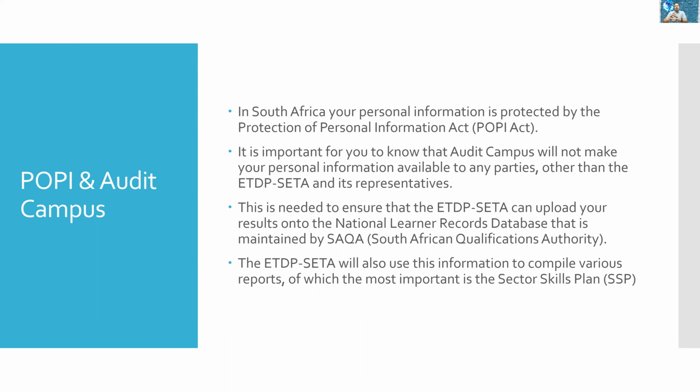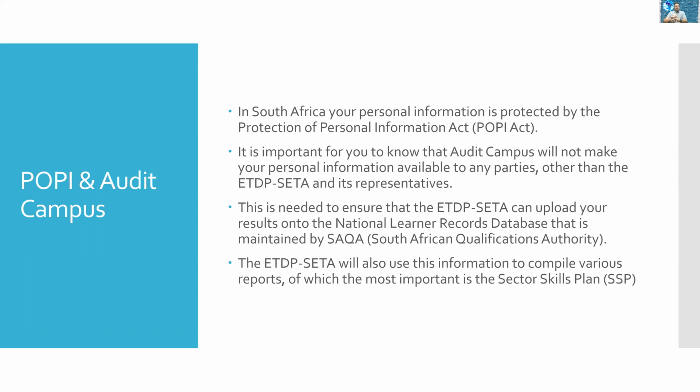Now, the ETDP-SETA needs to have access to your information because they're going to upload it to the National Learner Records database, and that database is overseen by SAQA. The ETDP-SETA will also use this information to compile various reports, of which the most important is the Sector Skills Plan. You do need to know we are going to be sharing your personal information with one additional group of people, and that's people who come to us and ask us if we have issued this certificate or this statement of results to you.